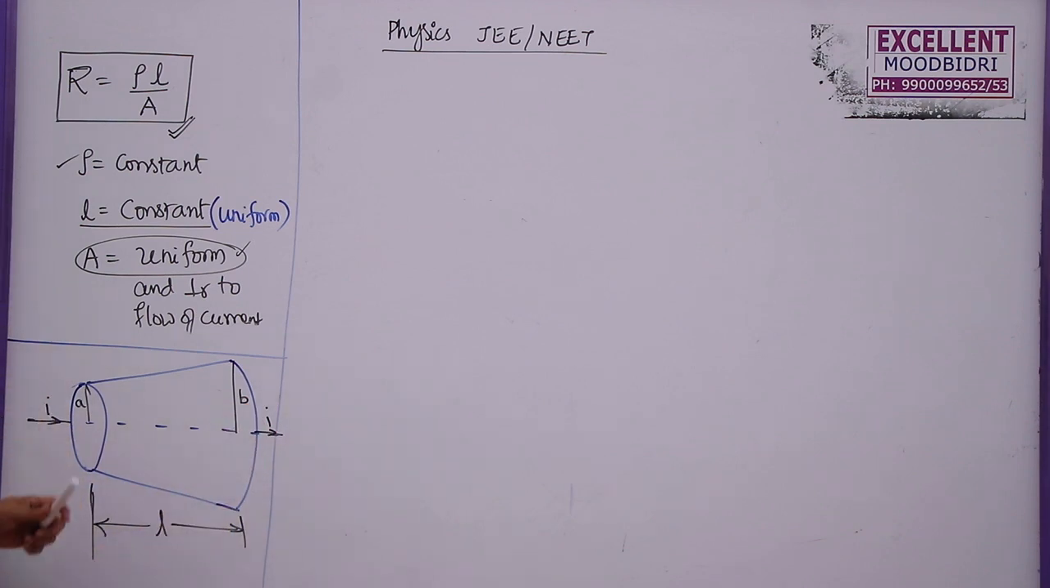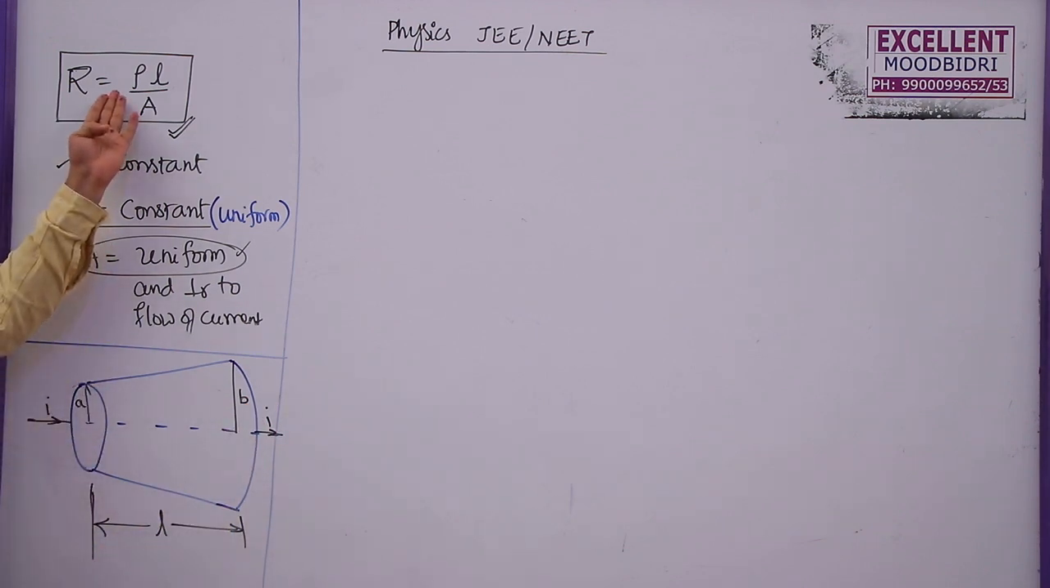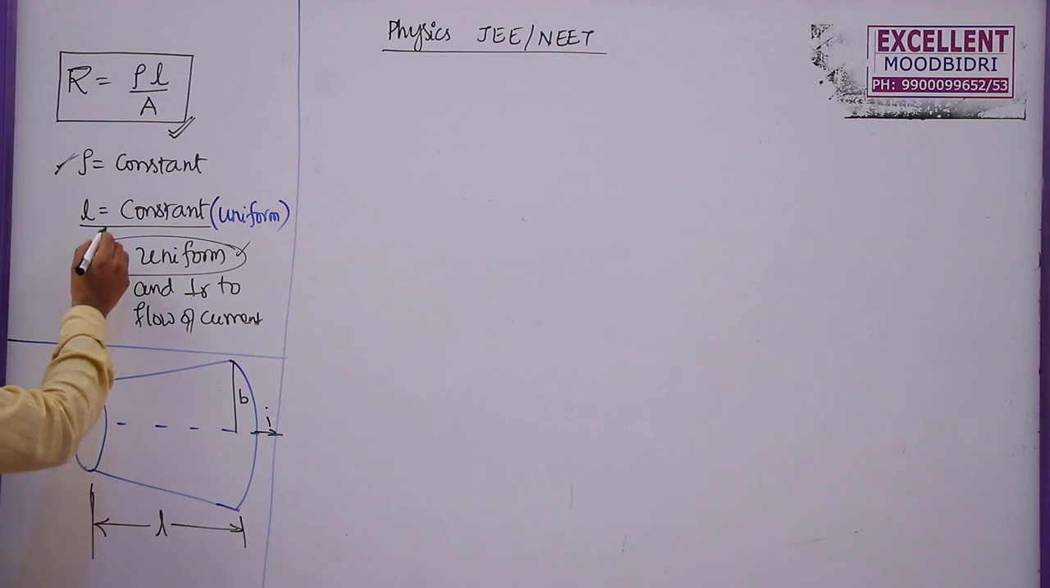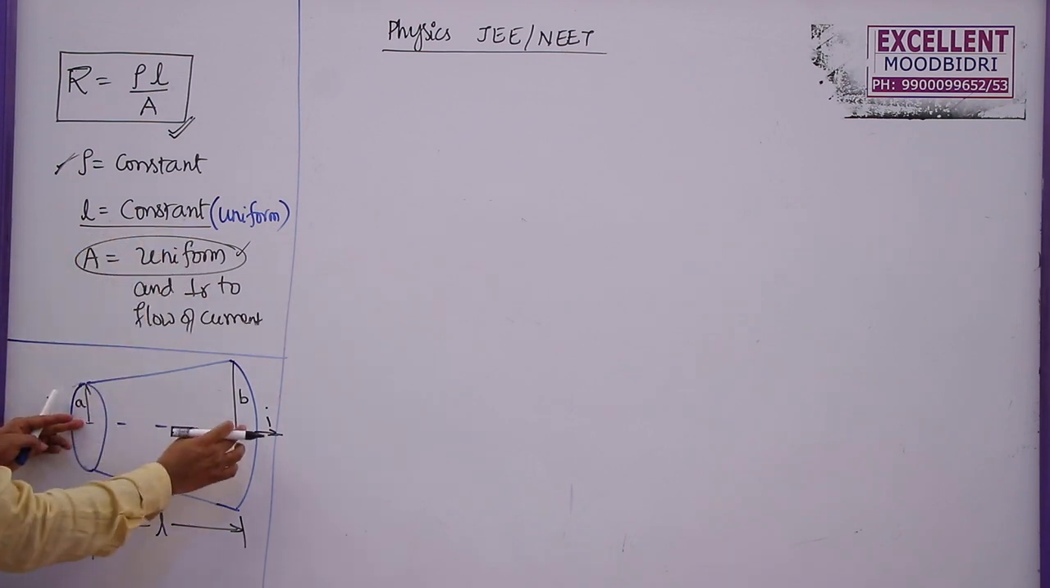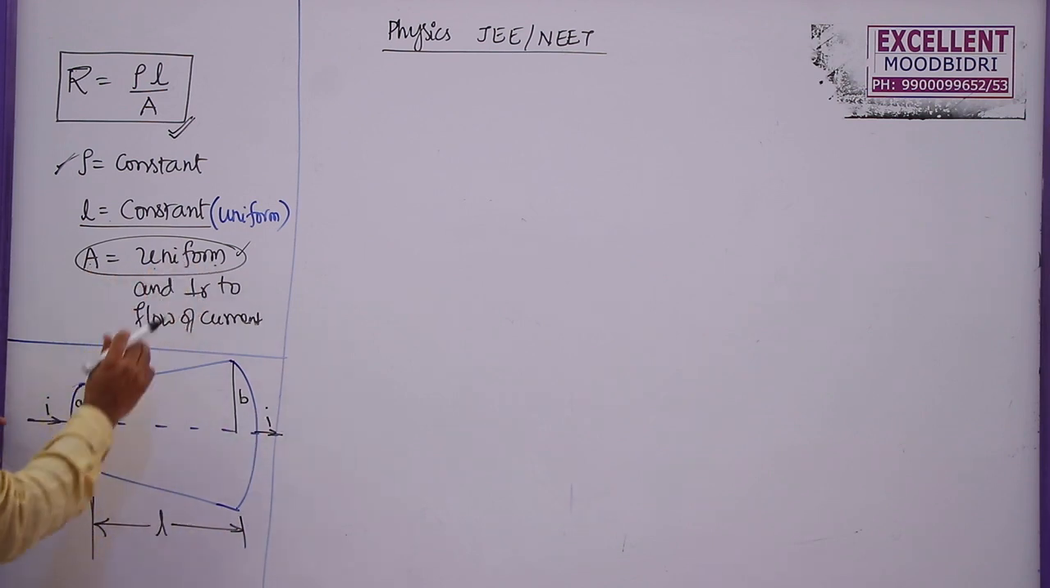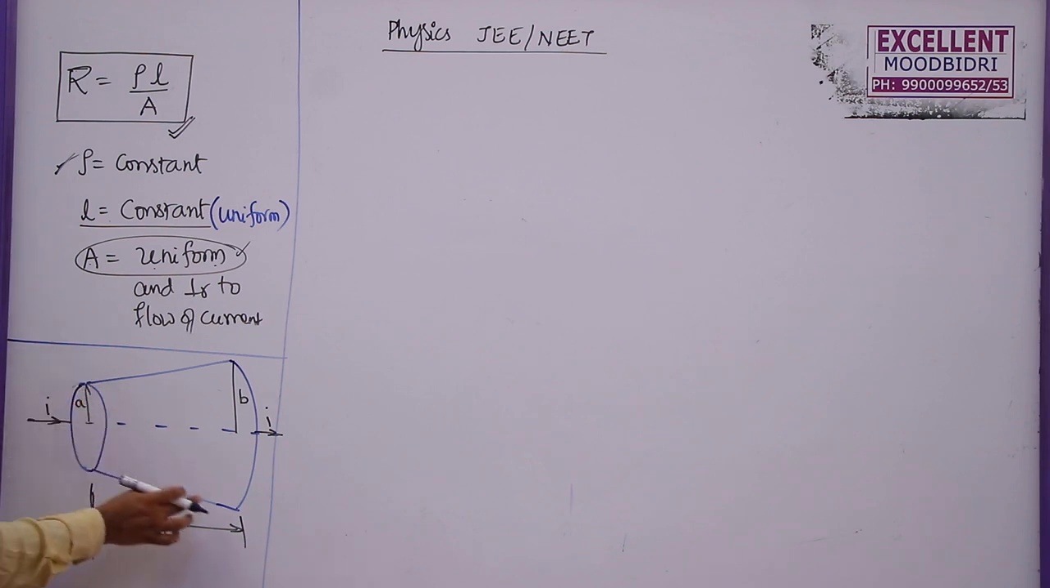First of all, we will check whether we can use this direct formula or not. First of all, rho is constant. This is made of a single material. First one, yes. Second one, length is constant or uniform. Here length is constant, that is L only, from this end to this end. Okay. Area is uniform? No, area is not uniform. Here the area is pi A squared, here the area is pi B squared. This is the circular portion.